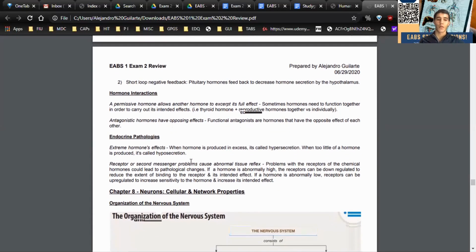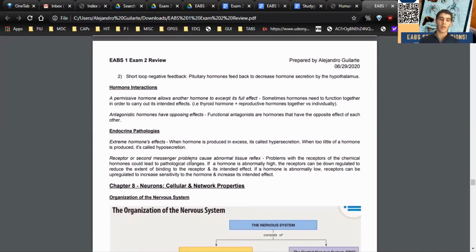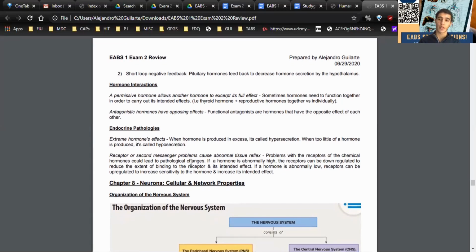And what could go wrong when you have excess hormones? When we have too much hormone, it's called hypersecretion, and too little of it would be called hyposecretion. If the issue is not with the amount of hormone itself, then it's probably with the receptor that receives this chemical messenger.